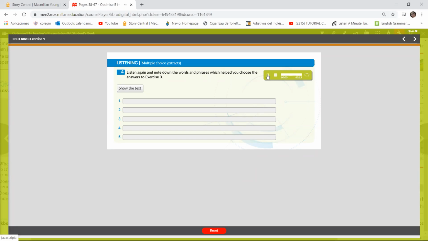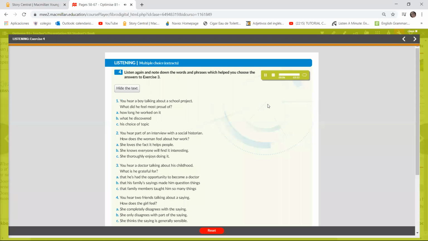Unit 6, Listening, page 62, exercises 3 and 4. 1.